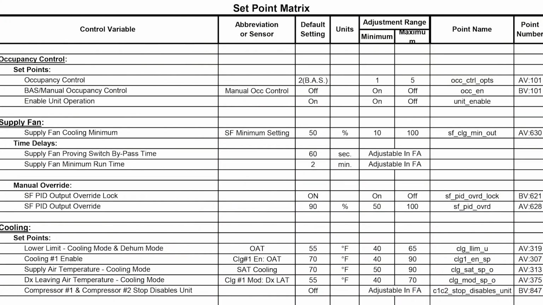And then finally, at the bottom of this particular sequence, we have a document called the set point matrix. Now, this is very useful for controls contractors because it basically describes what your control points are and your set points and so on. So they'll be able to use this to integrate properly into your unit.